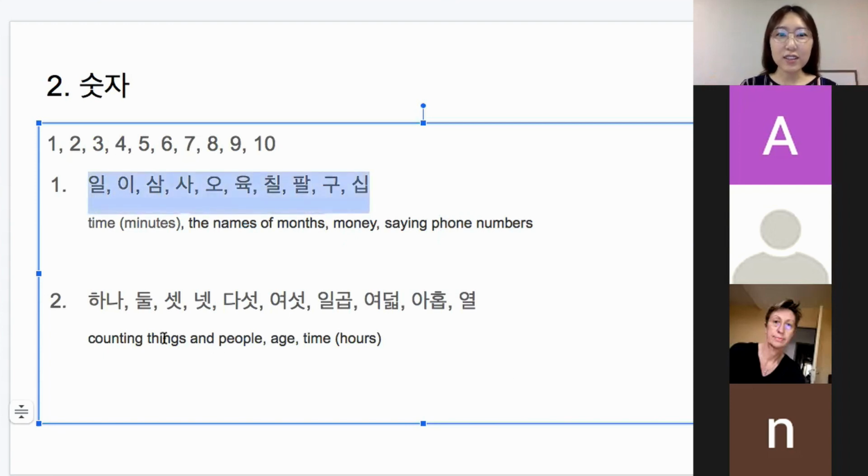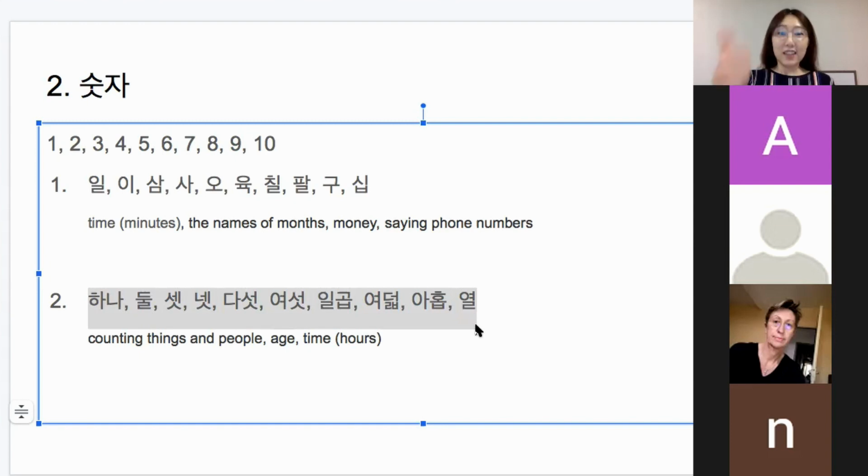Okay. Counting some stuff or people, age, per hour. We use this one. 하나, 둘, 셋, 넷, 다섯, 여섯, 일곱, 여덟, 아홉, 열.